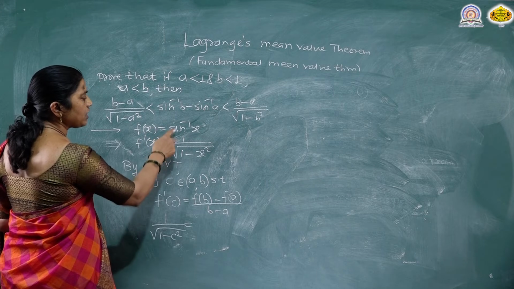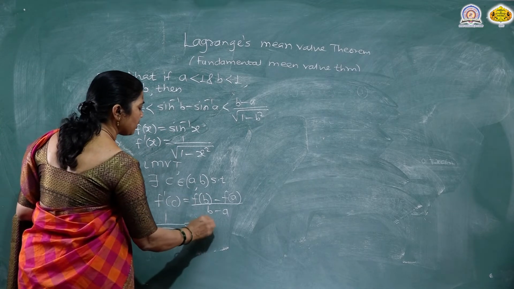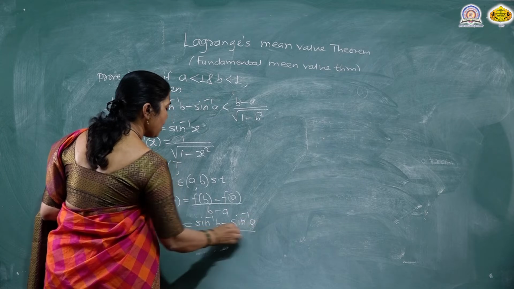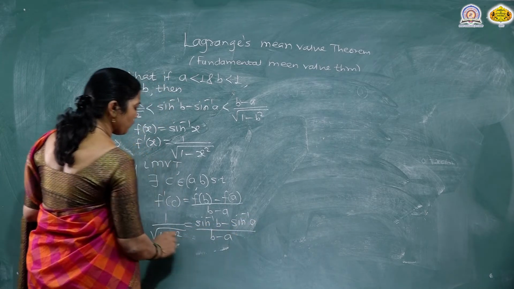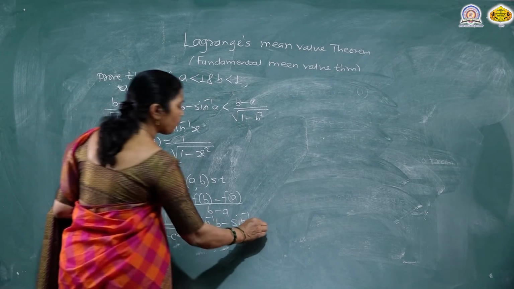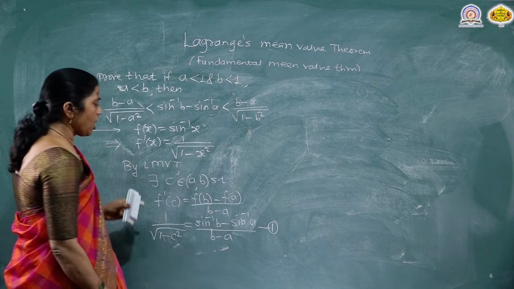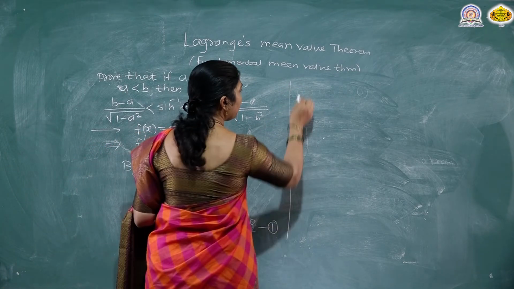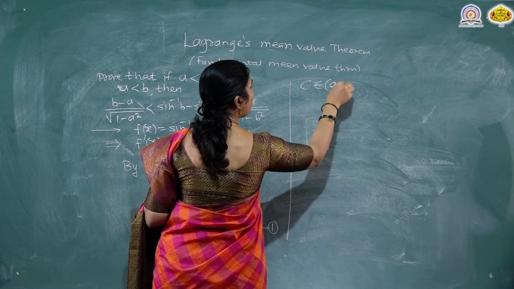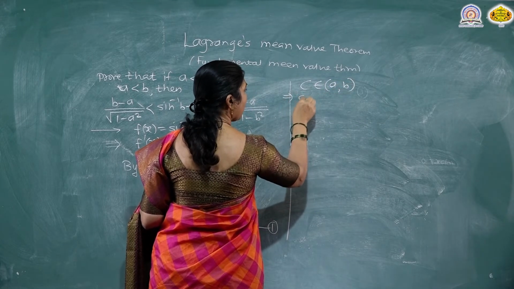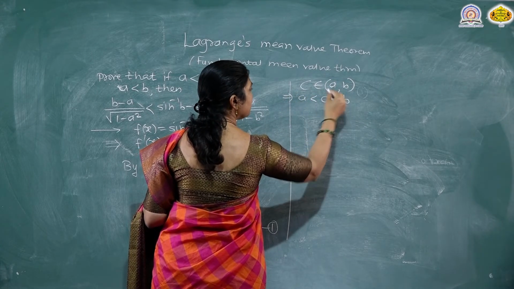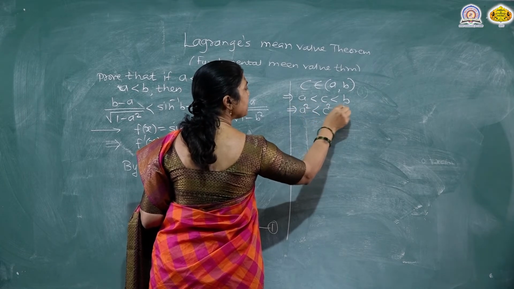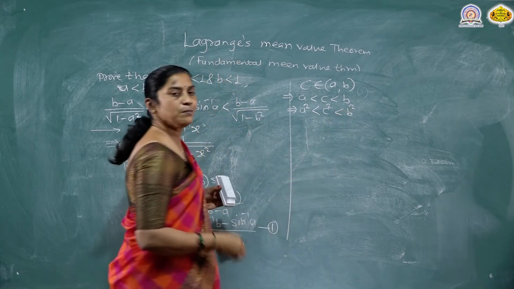f(x) is sin inverse x. So, f(b) is nothing but sin inverse b, f(a) is nothing but sin inverse a, upon (b minus a). So, we get the value of 1 upon root of (1 minus c square). Now, observe that c lies between a and b. So, it is given that c belongs to the open interval (a, b), meaning that a is less than c is less than b. This implies that a square is less than c square is less than b square.